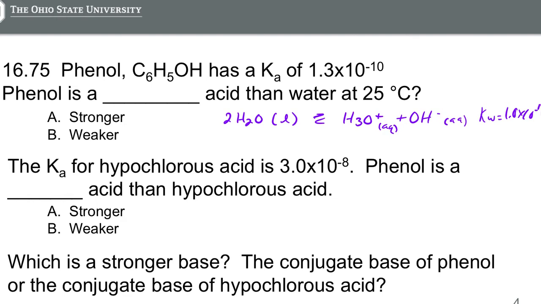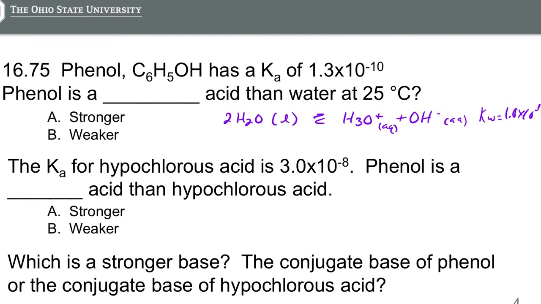But if we compare the Ka value for phenol to the Kw for water, the larger value is going to indicate a stronger acid, because that suggests there's more dissociation, more products formed, right? This goes back to our equilibrium chapter. Larger K, more products formed. Okay.